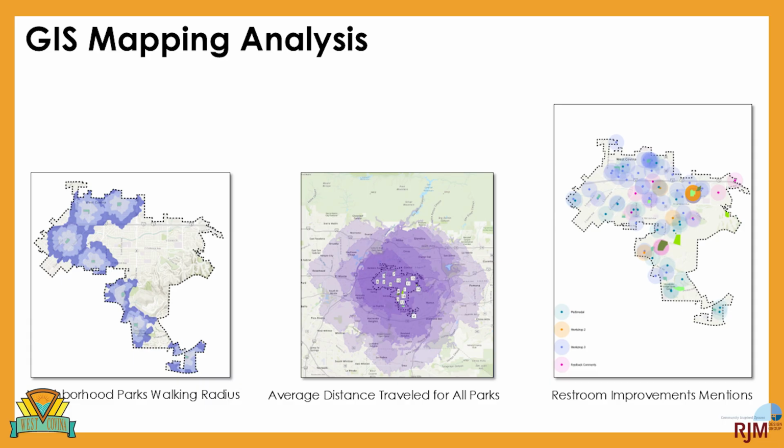We look at each neighborhood park type, each park facility, what is the walking distance between each one of those, what is the travel distance where community members actually travel in from outside of the community, a park sphere of influence, if you will, as well as where did we hear some of the improvements from the community workshops and how those might relate specifically to parks in that area.